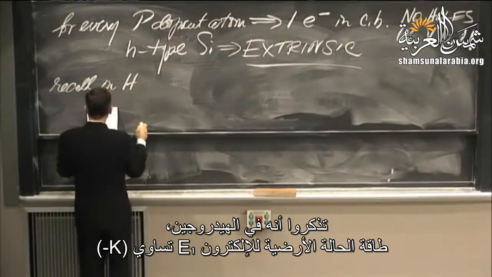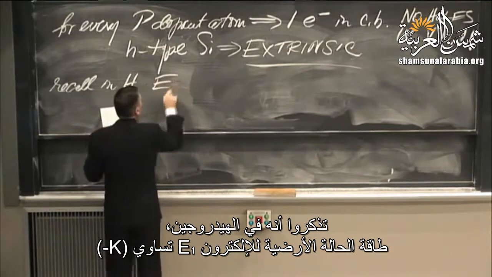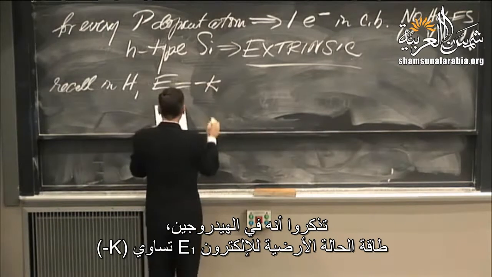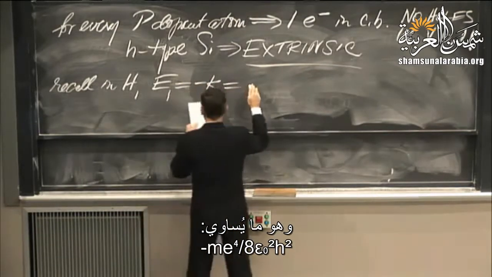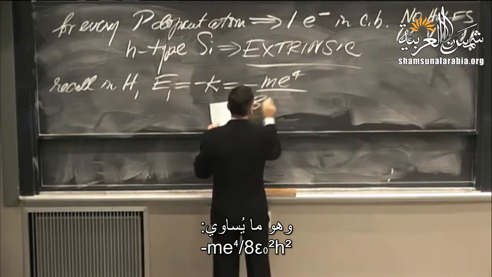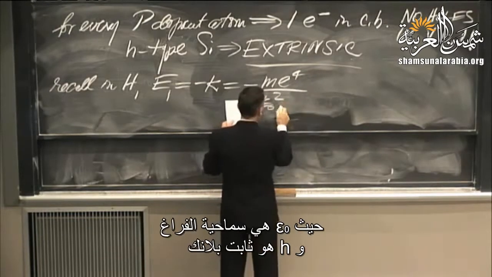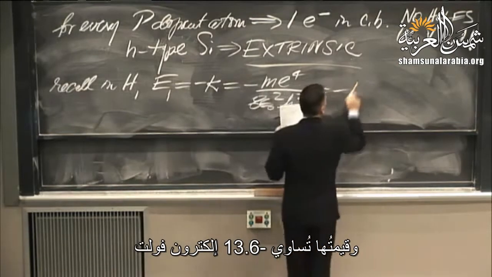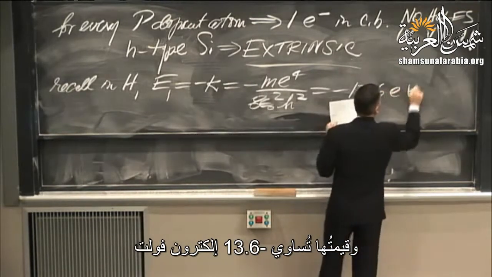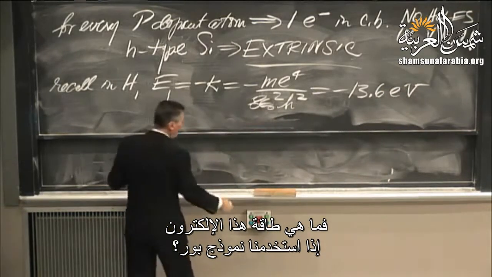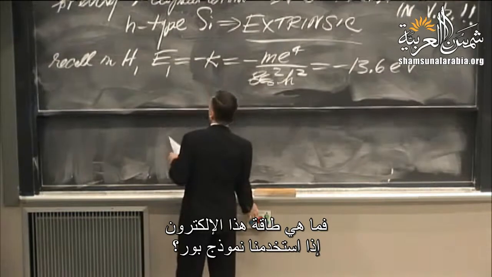hydrogen, the ground state, E1, ground state of the electron, is equal to minus K, which is minus me to the 4th over 8 epsilon naught squared times Planck constant squared, which is minus 13.6 electron volts. So what is the energy of that electron there if we use the Bohr model?